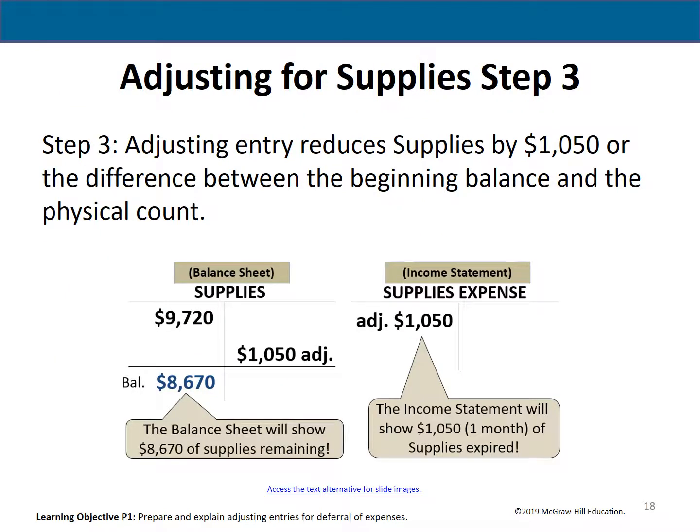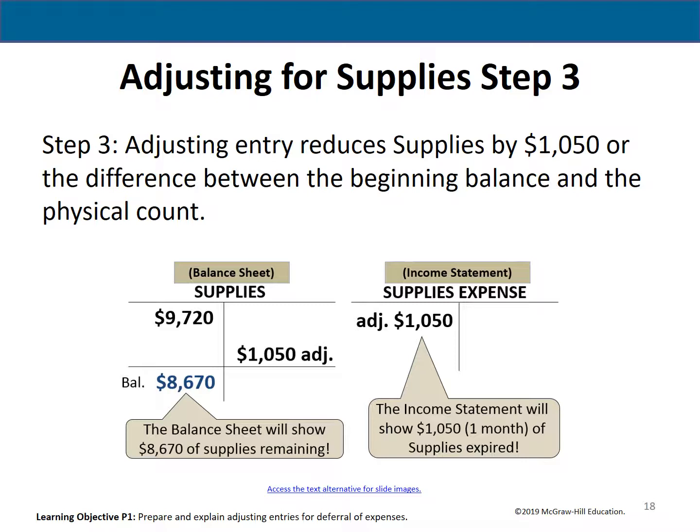So the amount that was in there, $97.20. The amount in the account. The amount actually in the closet, $86.70. So the difference was used up or has become an expense. So supplies expense is debited for the $10.50, the amount of supplies used up during the month.